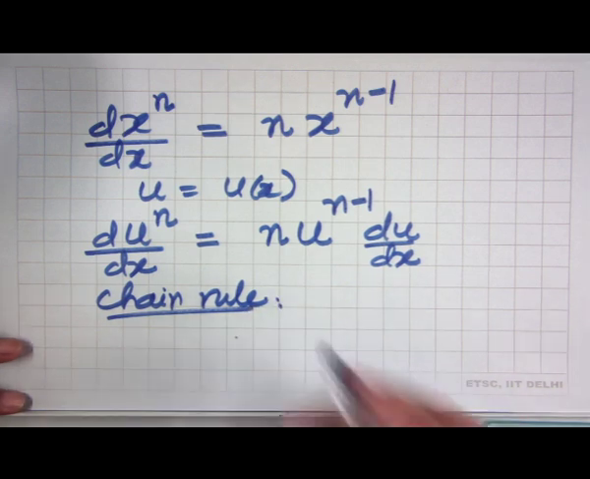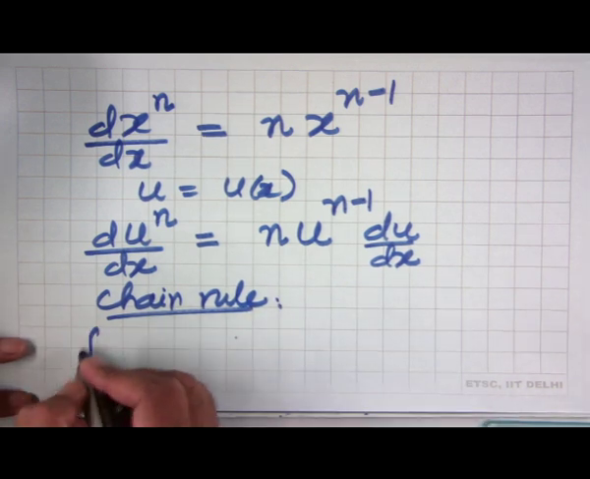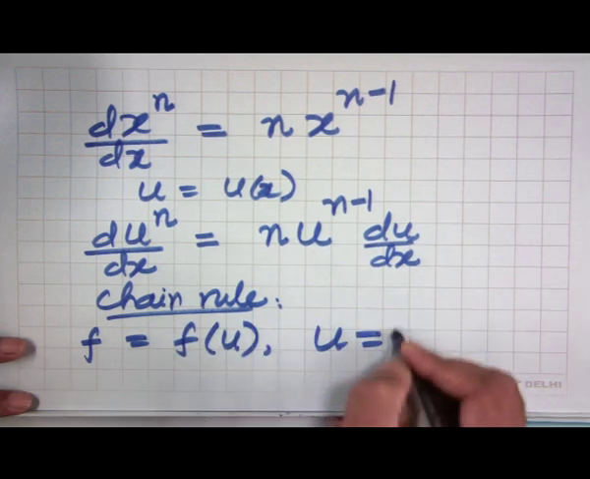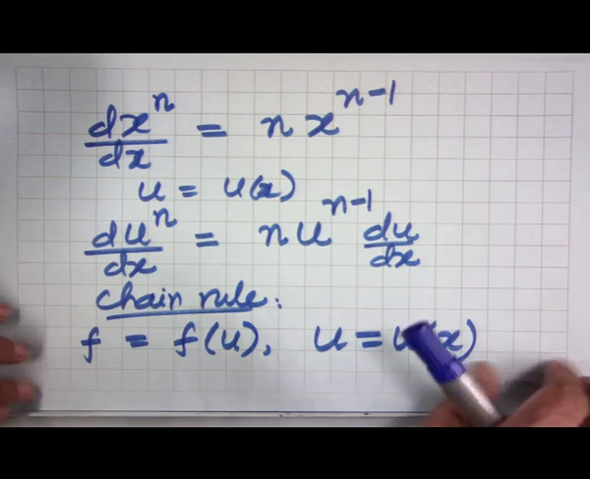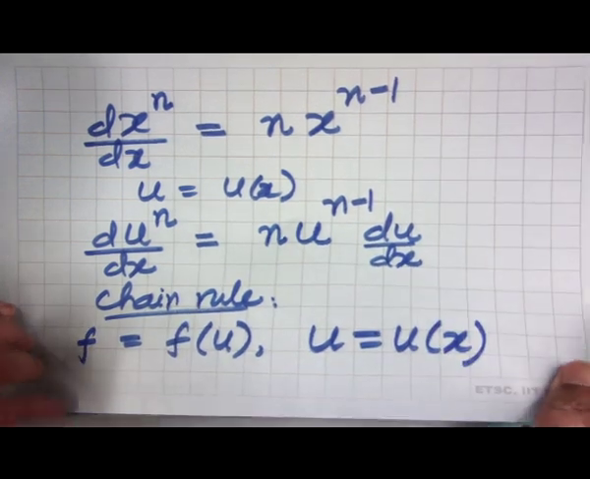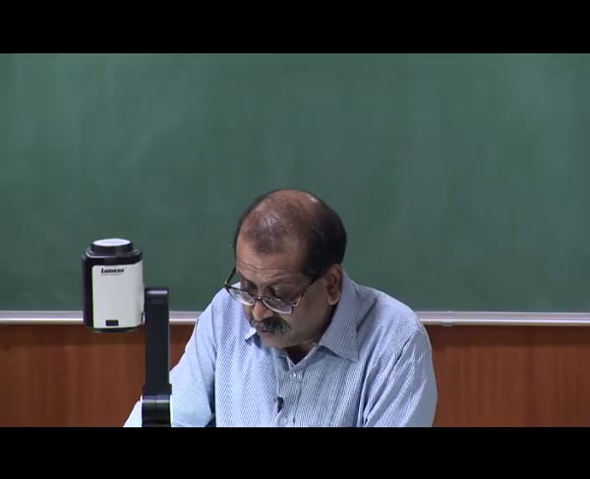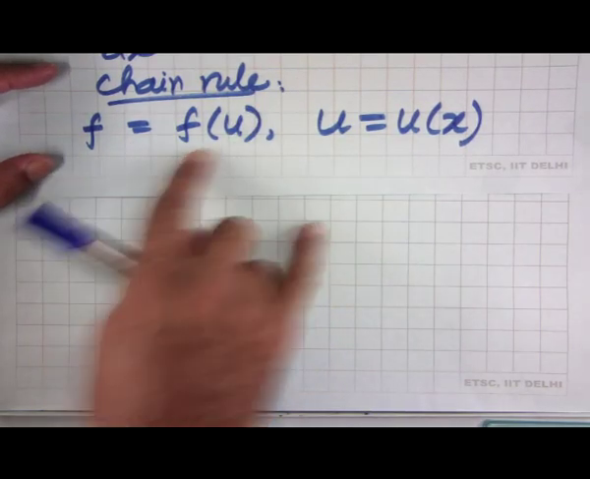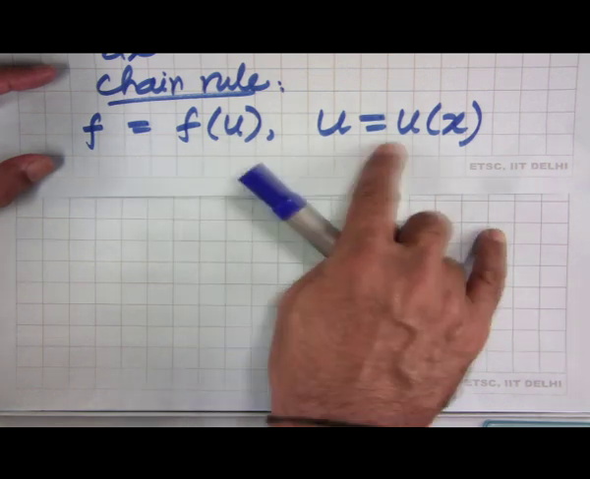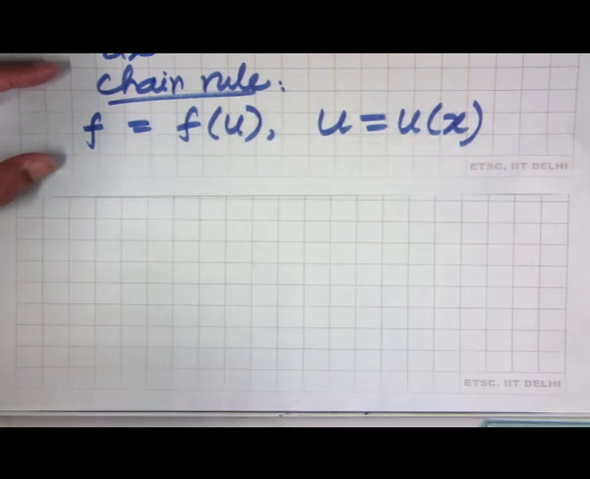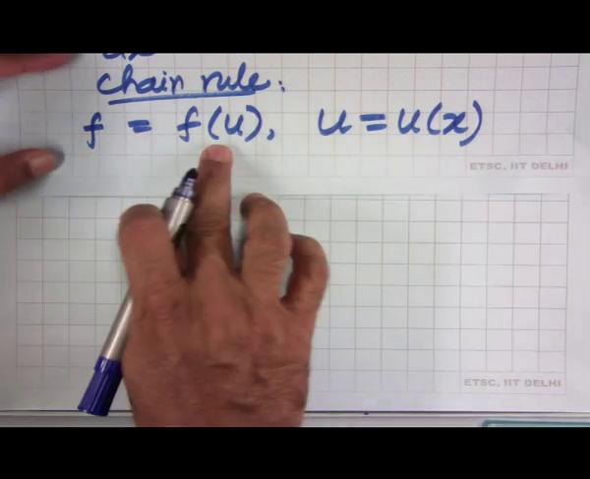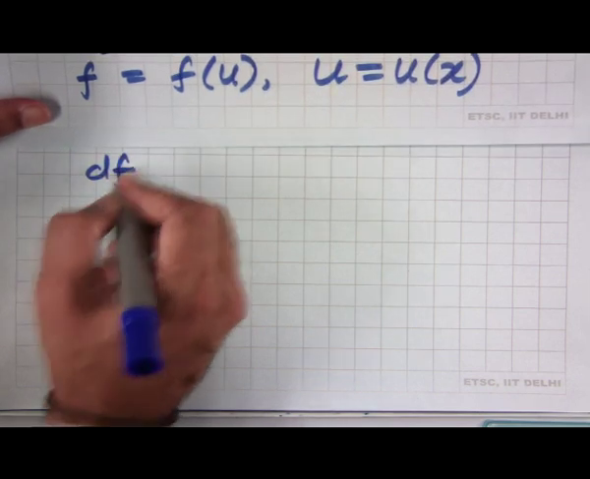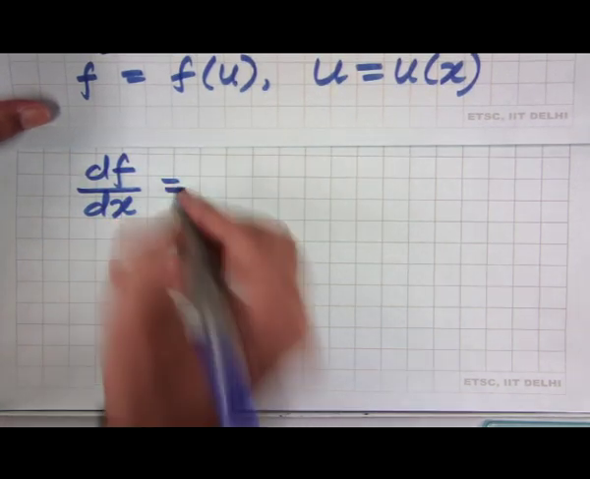And in the chain rule, we have a function f which is a function of u, and u is equal to u of x. So now, f is known to us as a function of u. Let us say f is equal to u square and u is equal to 2x. So u is a function of x, f is known as a function of u, and we want to find the derivative of f with respect to x.